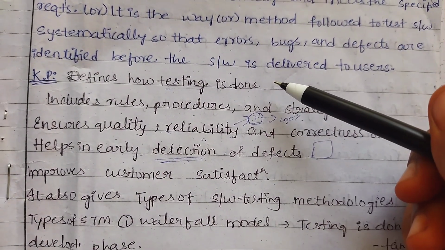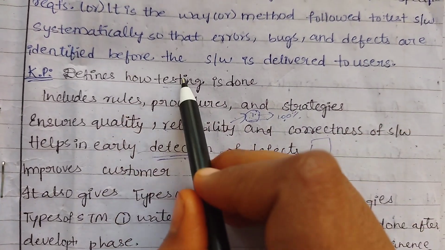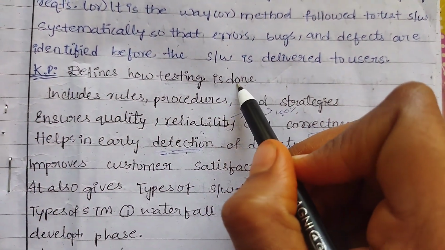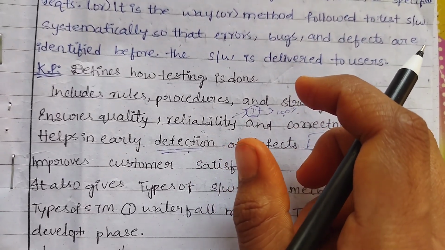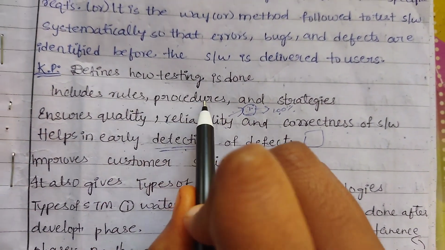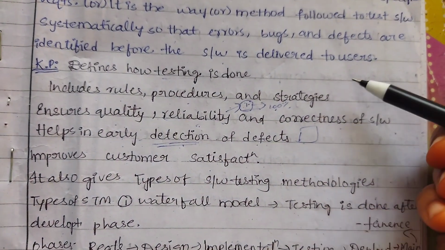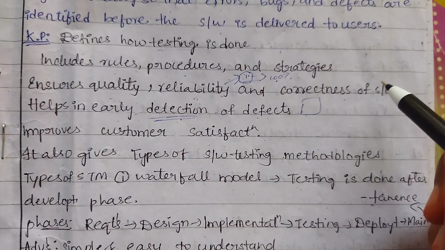Points of software testing methodology. First, it defines how the testing is done for the entire process. This process explains it and includes some rules. We will follow some rules, procedures and strategies for testing the software. It ensures the quality, reliability and correctness of software.